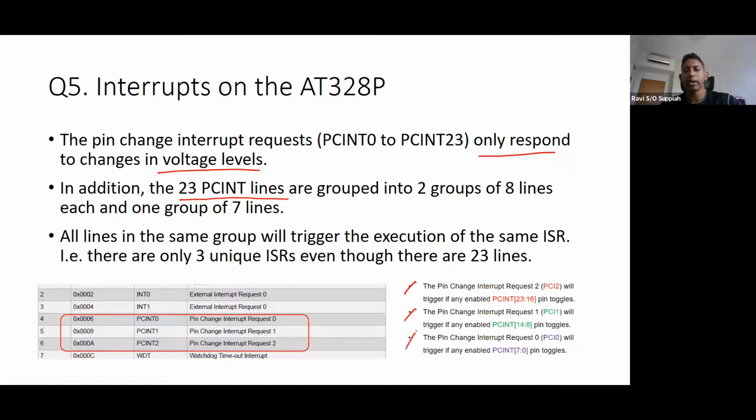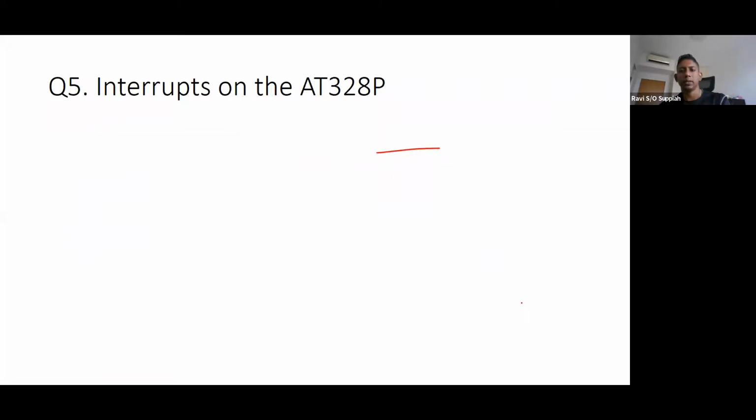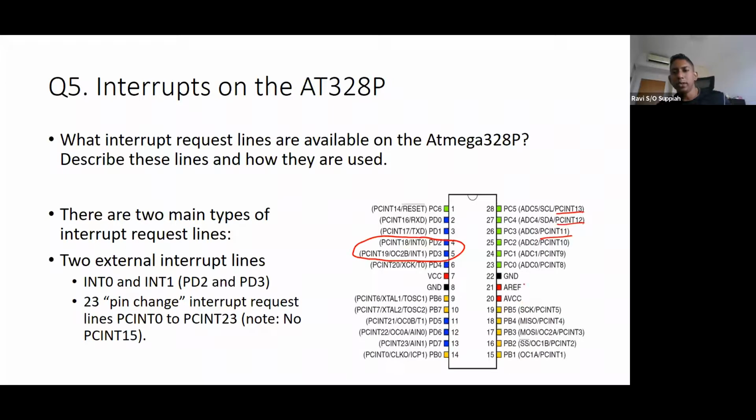For example, PCINT pins 23 to 16 will trigger PCI 2. What does that mean? That means PCINT 23 to 16. Let me go back here. So 23 to 16, where is 23? So this.